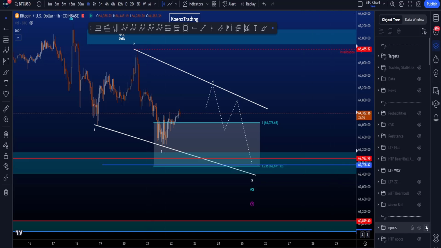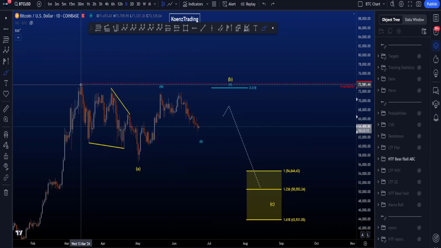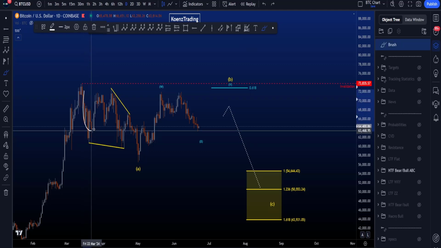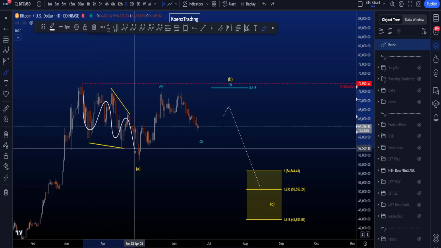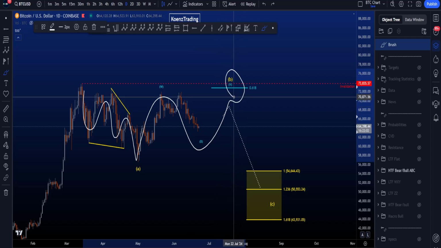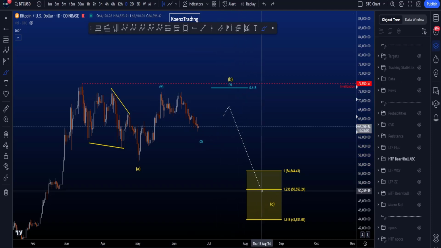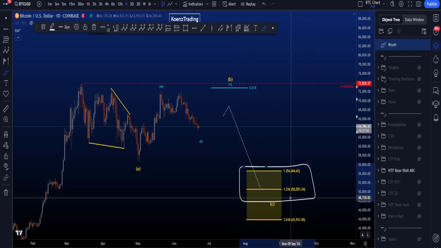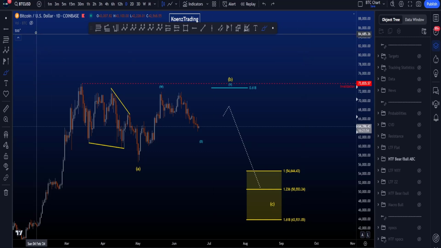The bearish scenario on the daily time frame is a zigzag ABC, where we have a leading diagonal to the downside, a 5-wave structure in a wave A, look for a bigger 3-wave structure in a wave B, and then a 5-wave C towards the downside, where the most common target area for C is between 54.6k and 50.5k.